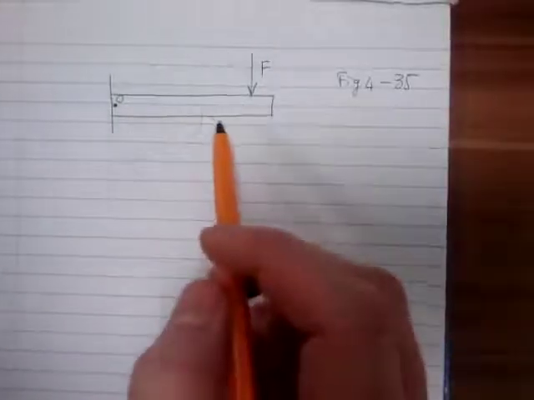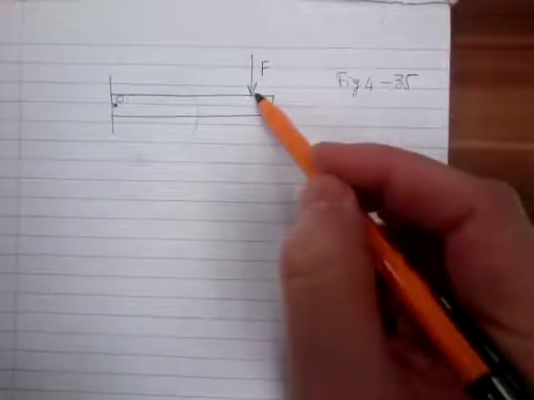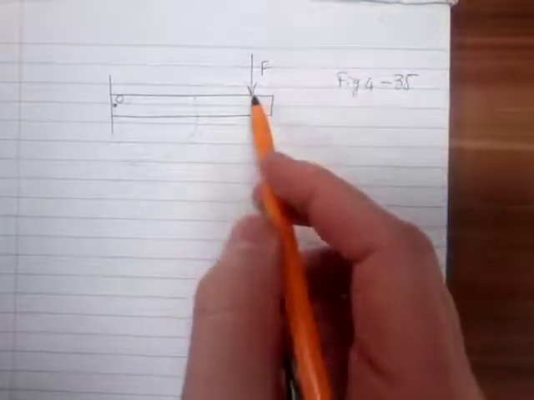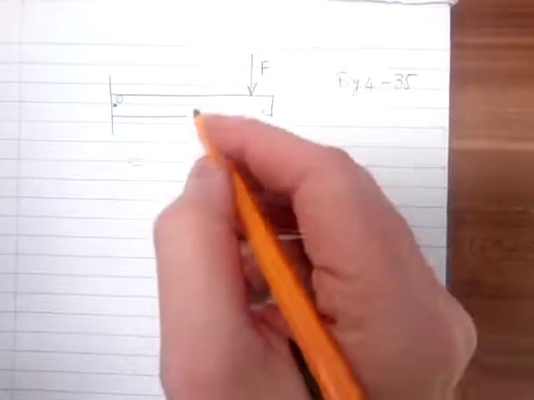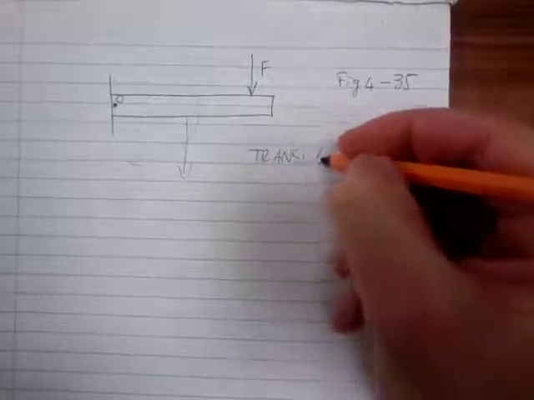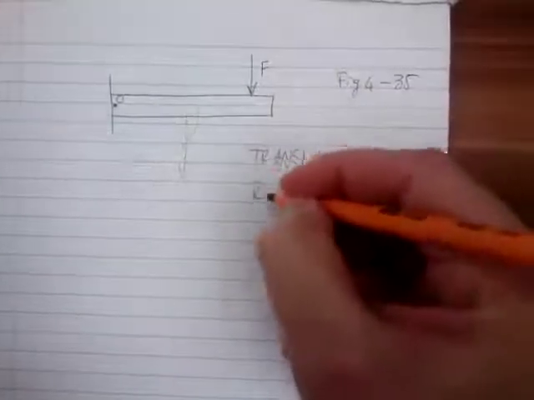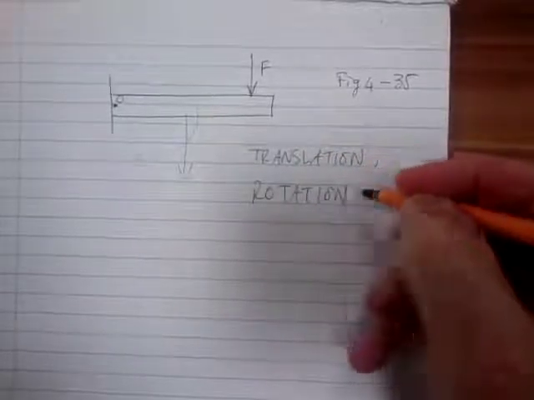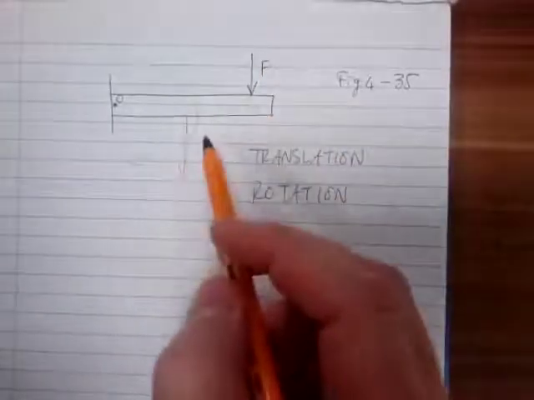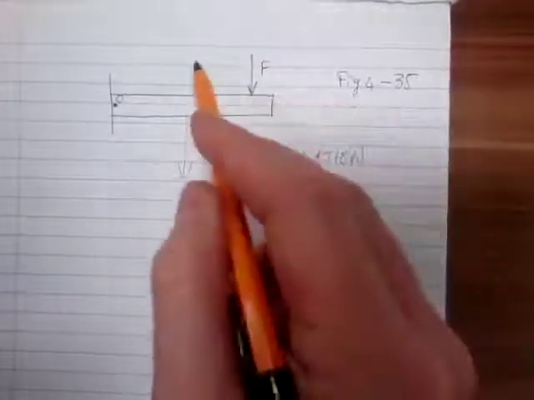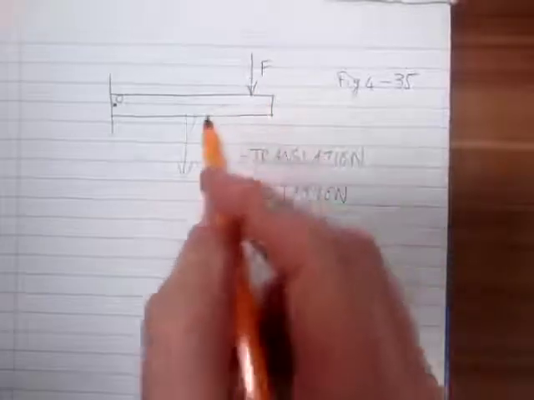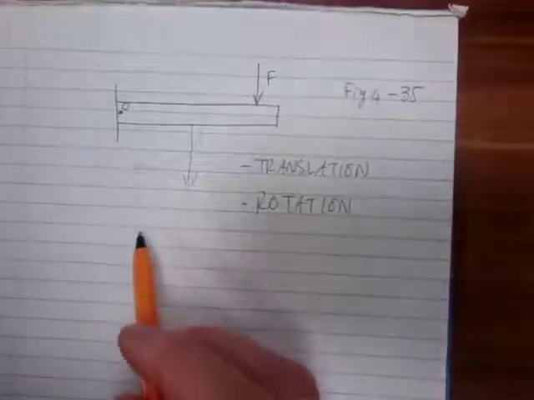But we need to also see that the effect that force has is also to cause this beam to want to translate. These two words: translation and rotation. Thus far, what we've been looking at is just the rotational effect of the force. You apply a force here and it causes a rotational effect. But we must also see that this force wants to push this beam down.